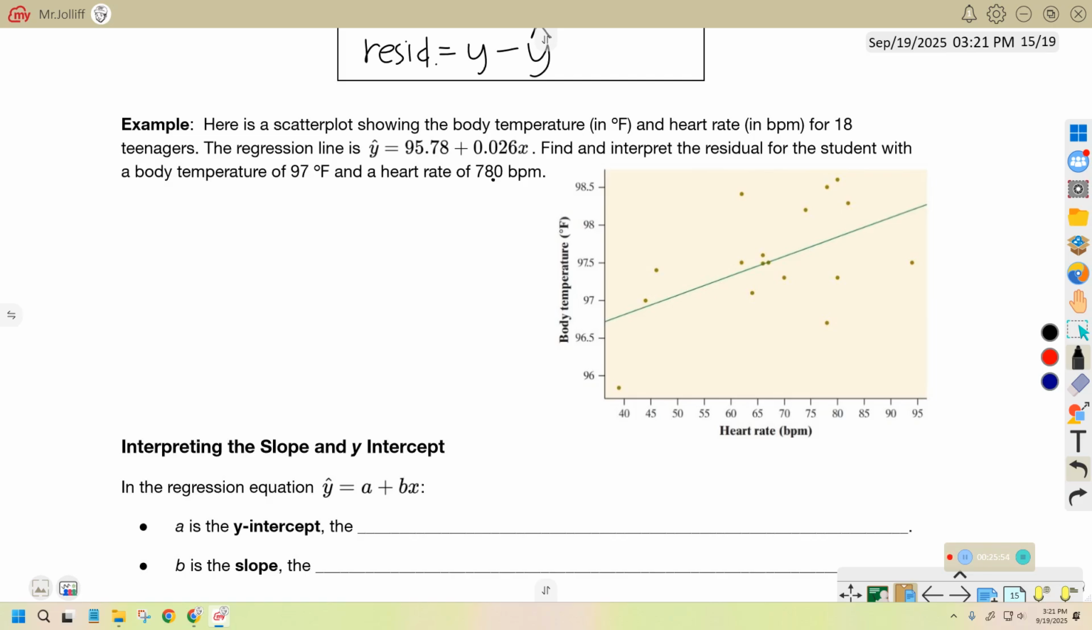So I made 2 typos on this page. I'm sorry. All right, I see 2 things that I am given. I am clearly given a linear model. Y hat equals 95.78 plus 0.02x. I am also given a data point.